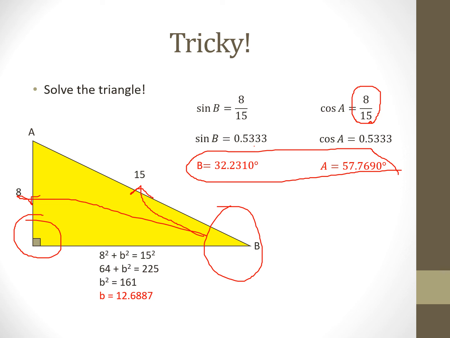All right, we got a short lesson today. That's all we have. Go ahead and work on the homework.